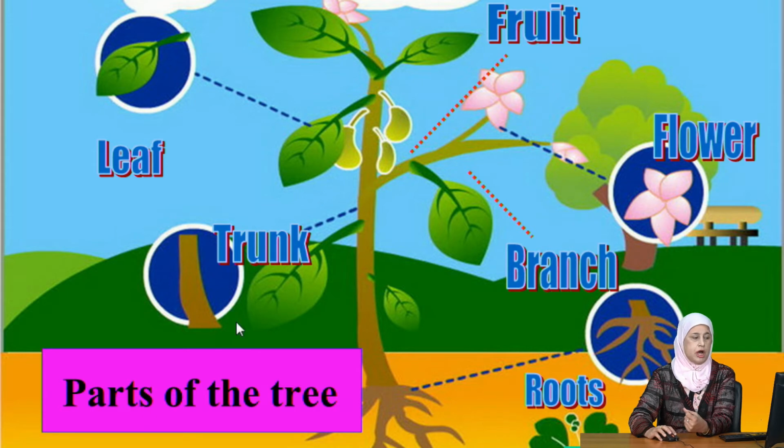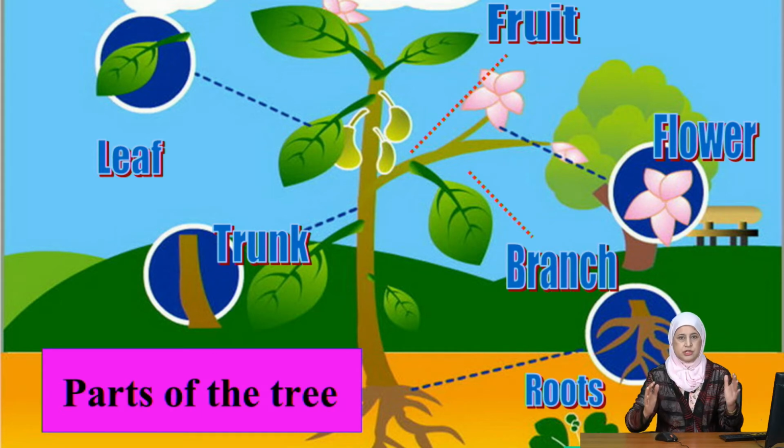The tree goes from down to up, and now teacher will go from up to down, okay? Fruits, flower, leaf, trunk, branch, roots. So students, these are the parts of the tree.